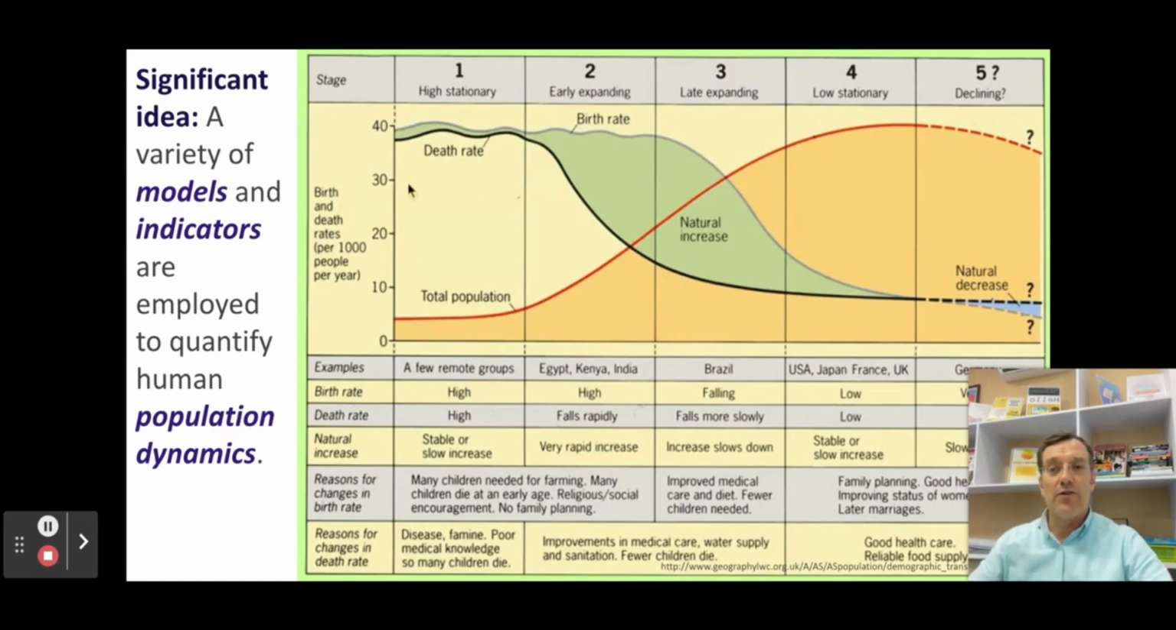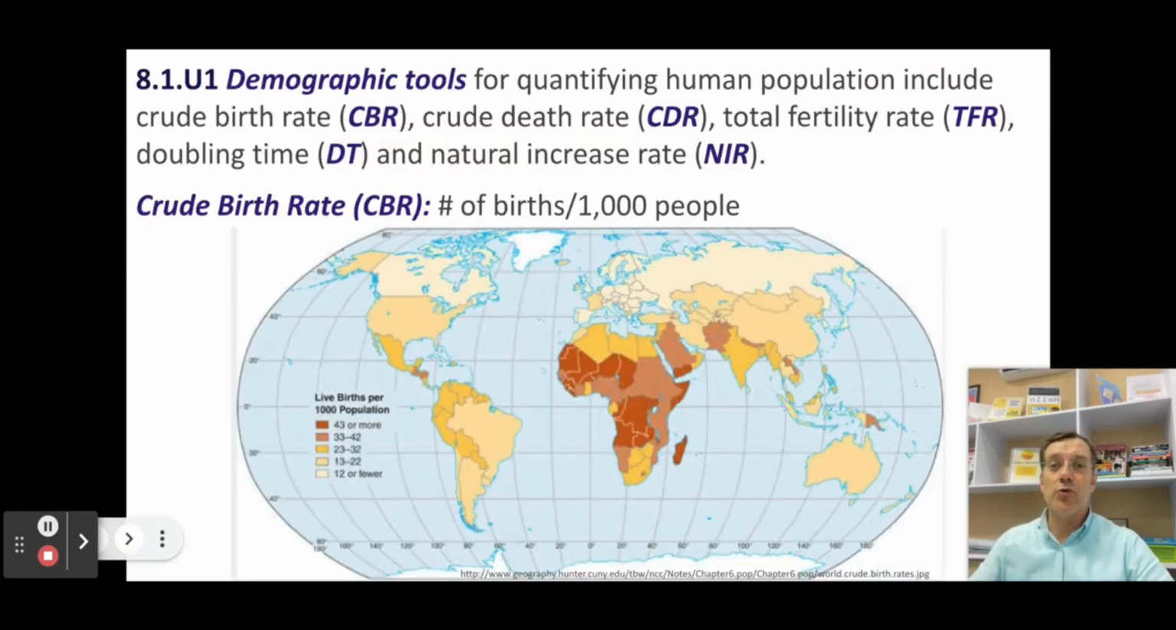What this shows is how different factors, such as birth and death rates, impact the way that human populations grow and change over time. The demographic tools that you need to be able to use for topic 8.1 are the crude birth rate, the crude death rate, the total fertility rate, the doubling time, and the natural increase rate.